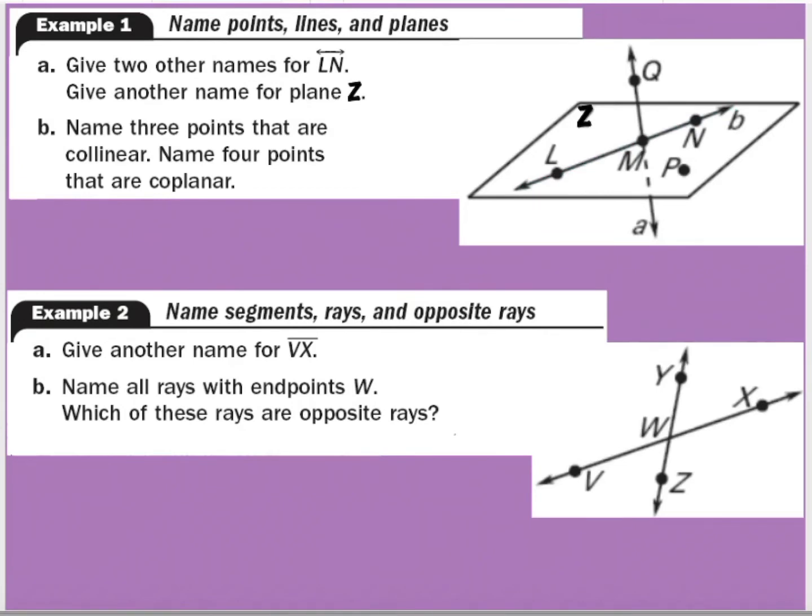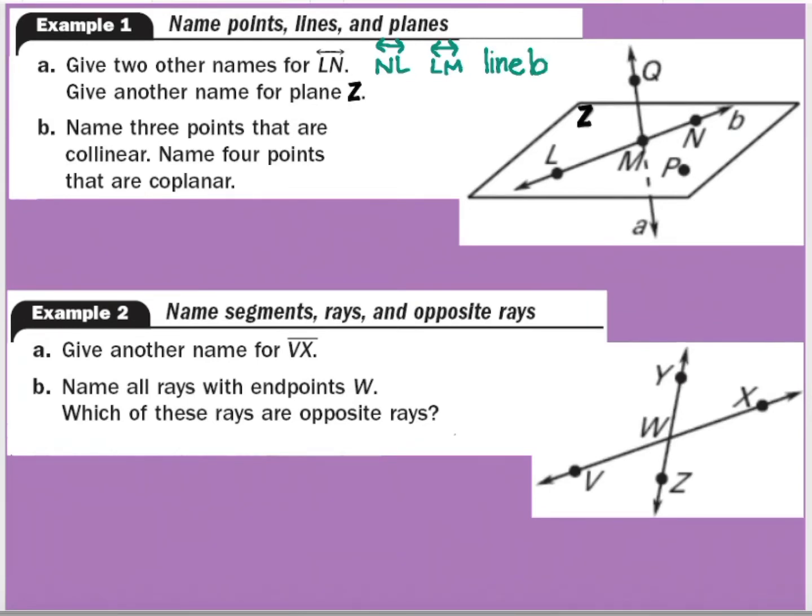So the order doesn't matter on a line. So we could say NL. But we could also choose any 2 points on that line. So I could call it LM. Line LM or ML or MN or NM. And then remember, there's another way. Do you see that lowercase b over by the arrow? That's another way that we can name a line, is using a lowercase letter.